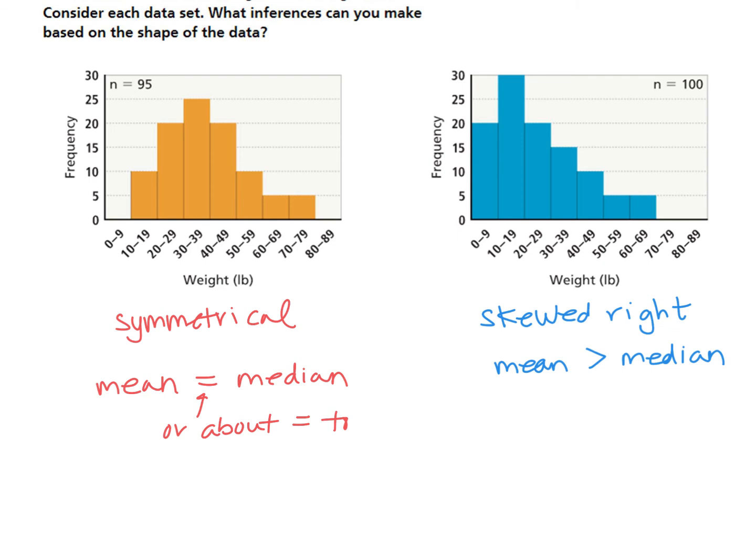So based on the data, we can infer that most of the dogs in this category weigh less than 30 pounds. We have most of the dogs kind of over here about the center. This little tail off on the right is decreasing amounts of dogs. So most of the dogs weigh less than 30 pounds in that category.